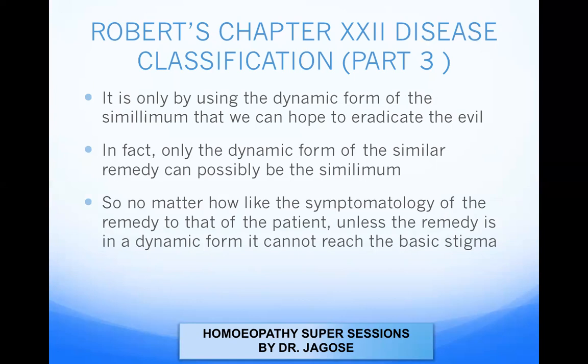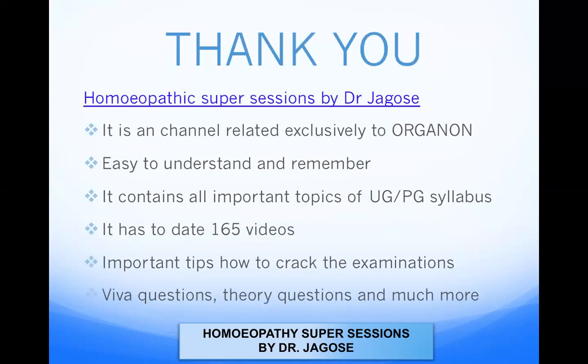So no matter how like the symptomatology of the remedy to that of the patient, unless the remedy is in dynamic form, it cannot reach the basic stigma. So no matter how well you trace the symptomatology, if it is not in the dynamic form, you will not be able to penetrate the basic stigma of the miasm and eradicate it. So in order to eradicate the stigma, in order to eradicate the miasm, the medicine has to be in the dynamic form. So that's all in this chapter.